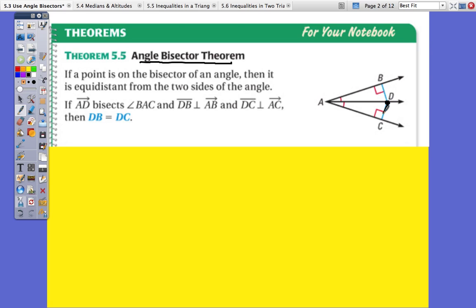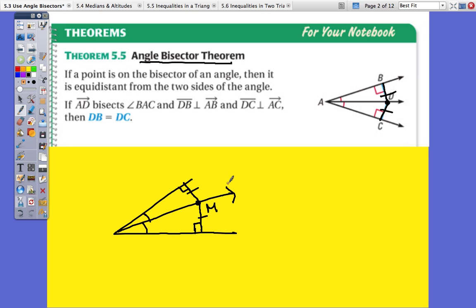So this distance right here is congruent to this distance, since it's on the angle bisector. So if we were to have any angle and you have a bisector that splits the angle into two parts, and you have a point M, the perpendicular segment from M to the side of the angle is congruent to the other perpendicular segment. So not only are the angles congruent, these sides are congruent.